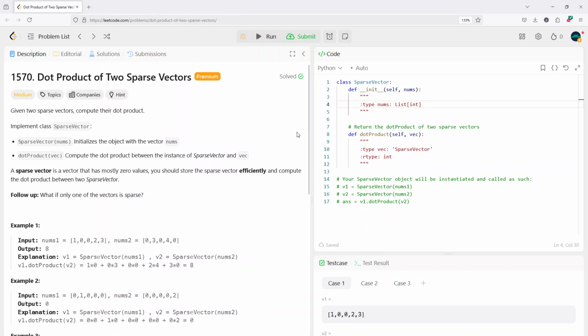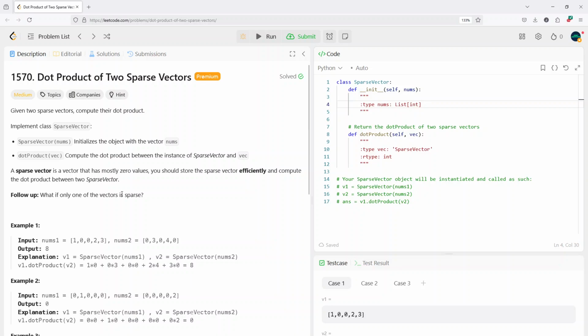This is problem 1570, dot product of two sparse vectors. Given two sparse vectors, compute their dot product. You want to implement the class with the initializer and the dot product, which actually computes it. A sparse vector is a vector that mostly has zeros. You should store the sparse vector efficiently and compute the dot product between two sparse vectors.